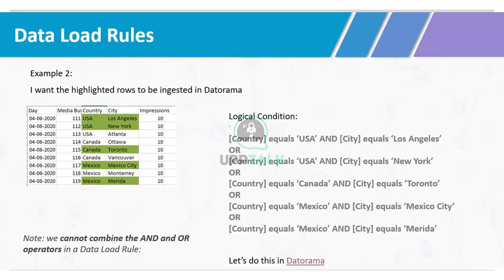First thing is we cannot combine AND and OR operators in a data load rule. That is rule number 1. Second is data load rules work in a sequential manner. What I mean is, when you create your first rule for USA and city equals Los Angeles, and you run your first load rule, when USA and LA get filtered, the other data gets lost.